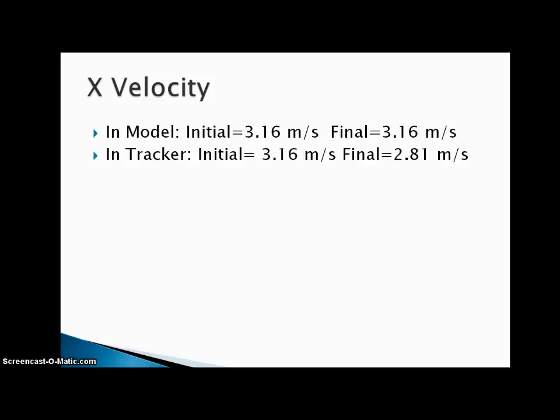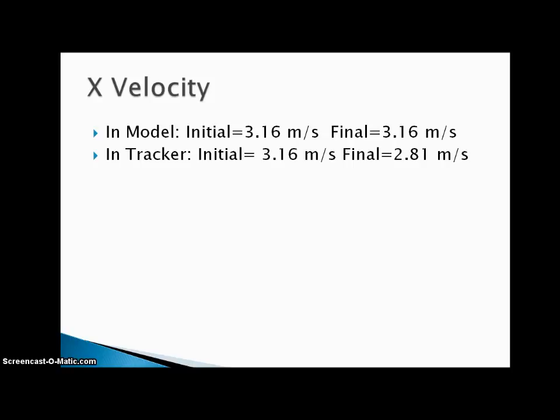Now, I did not make graphs for the x components. This is because in our class, we've been assuming that x velocities are constant in problems where gravity is the only force acting. Of course, in this lab, there are other forces, such as drag. As you can see in the model, the velocity stays constant at 3.16 meters per second.